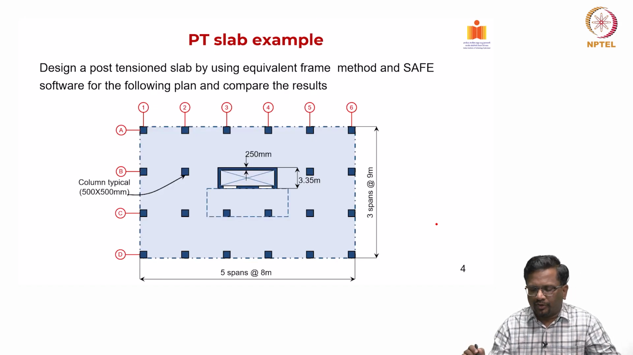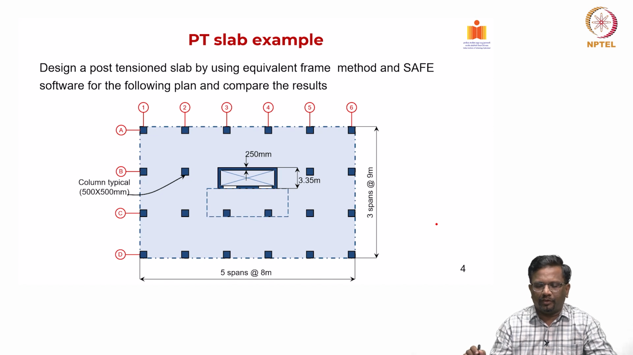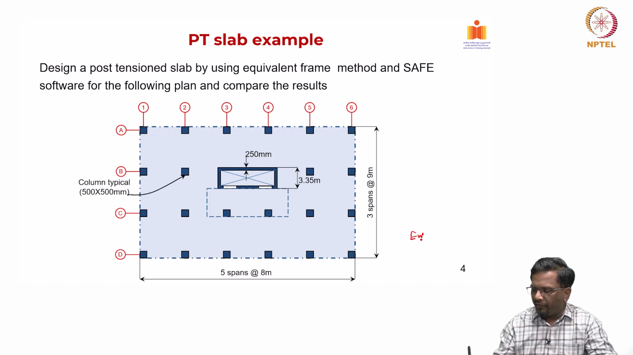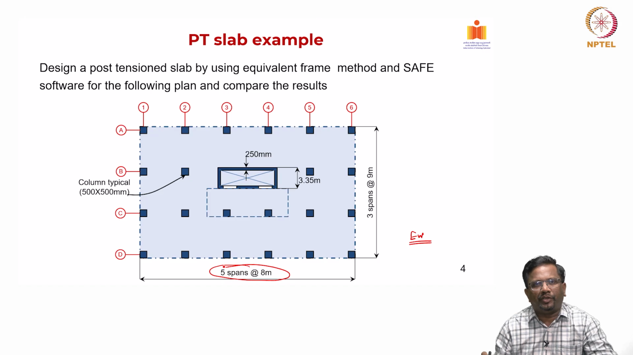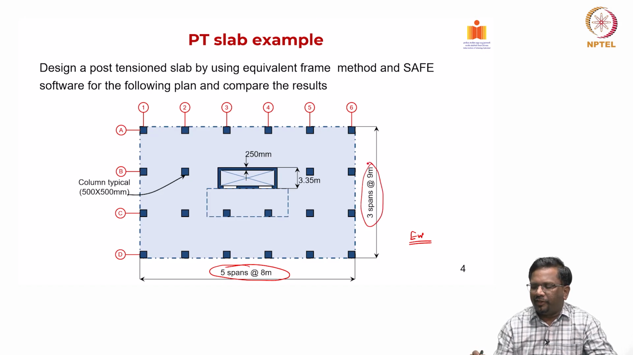Okay. So, this is the example that we are going to look at. You can see here is a floor plate. The floor plate has columns that are regularly spaced. In the x direction, or the east-west direction, we have 5 spans and each one of them is 8 meters. Then in the north-south direction, we have 3 spans and each span is about 9 meters. So, we are going to design for this layout.